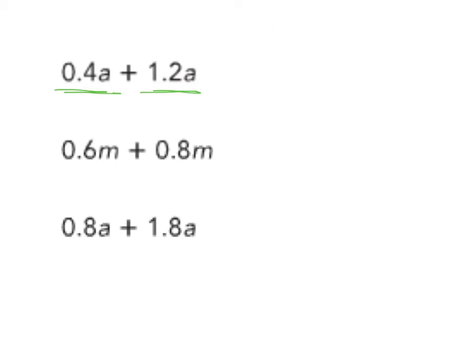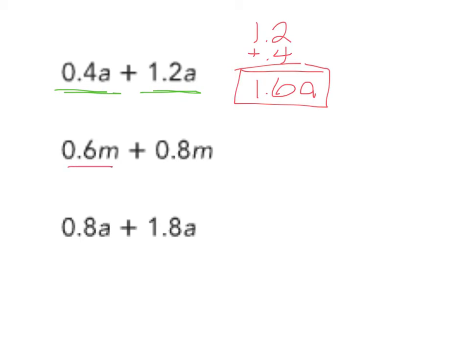So if we do 1.2 plus 0.4, if we add those, we get 1.6, and then you'll put the variable, which is an a, and that's an a, not a 9. For the next one, we have 0.6 plus 0.8, that would be 1.4, then the letter M. And for our final one, we have 0.8 plus 1.8.